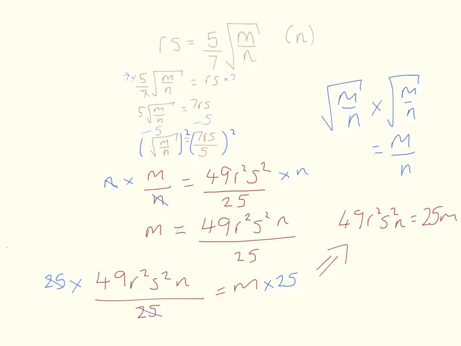And essentially, whilst we've got a lot of terms here, all these terms are just multiplying the n. So I can divide both sides by 49 r squared s squared, and I am going to do that to the right hand side as well. I don't have space, but this working would also go in here as well. When I rearrange that, I will be left with n equals 25m divided by 49 r squared s squared.